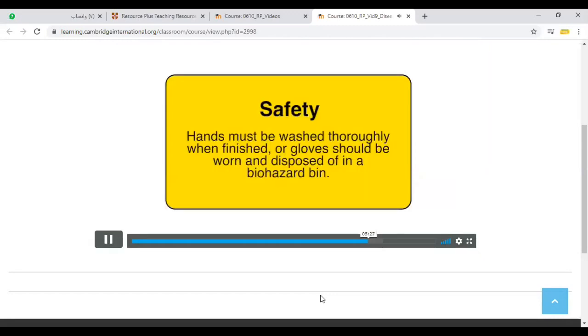Although most of the bacteria on the hands are not harmful to healthy individuals, they can be hazardous when grown in colonies. Therefore, it is important to wash the hands thoroughly after handling Petri dishes that contain colonies, or gloves could be worn and disposed of in a biohazard bin.